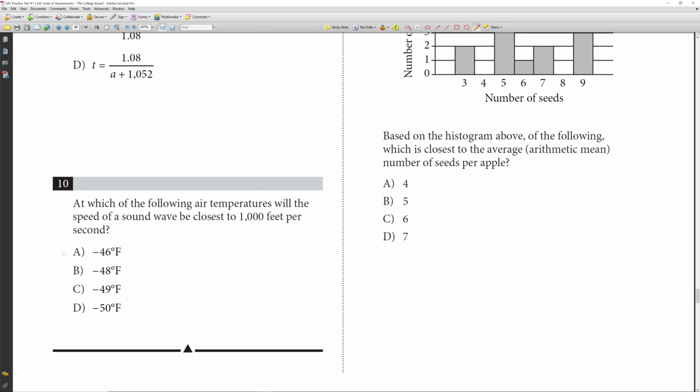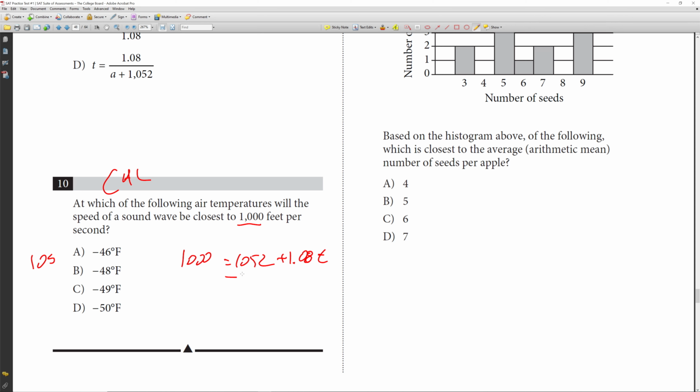Number 10. At which of the following air temperatures will the speed of a sound wave be closest to 1,000 feet per second? So this one you do have to use your calculator. So far this is my first calculator use of a question. This one should take about 10 seconds to do. So I'm given my speed to be 1,000 feet per second. So it means 1,000 is equal to 1052 plus 1.08 T.